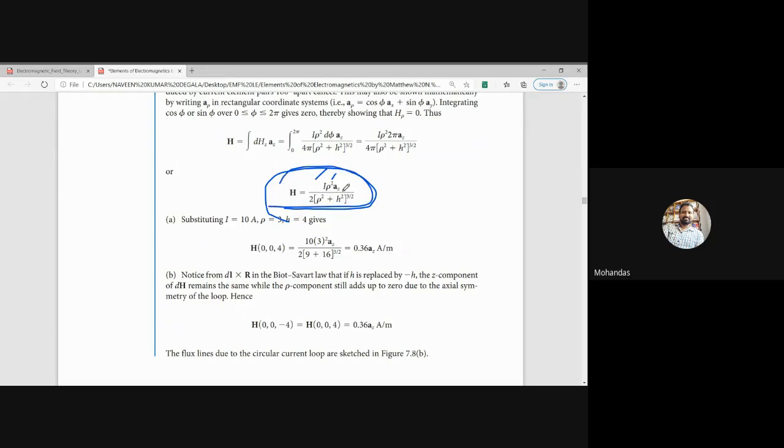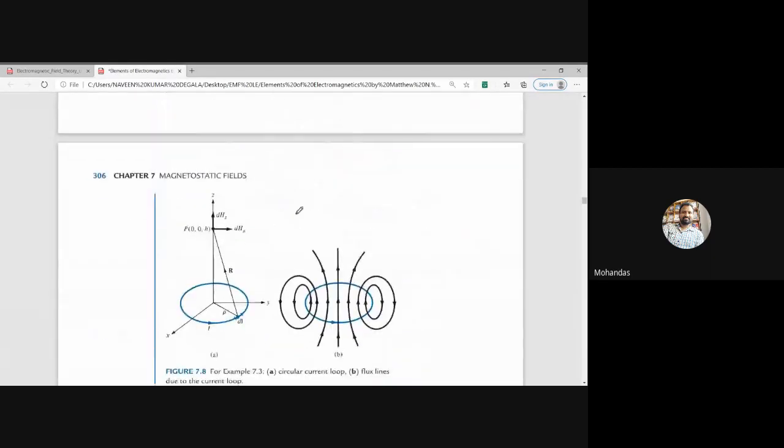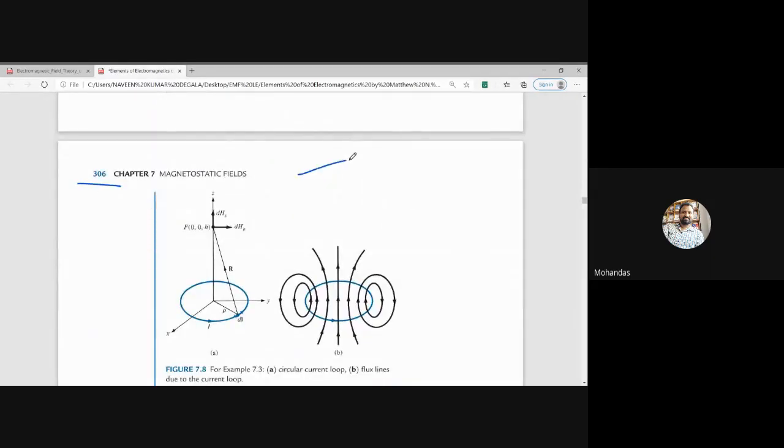Substitute all these values. The direction is important and the units are also important. The problem was already solved in this textbook. Just note down this problem. First do the problem on your own. If you have any doubts, go through the textbook, and the page number is 306 in the Sadiku textbook.